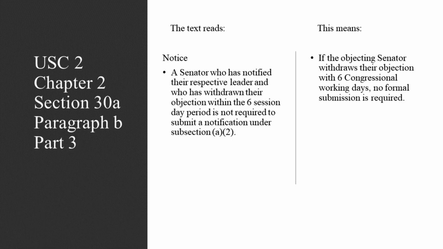Paragraph B. Line 3. The text reads: Notice. A senator who has notified their respective leader and who has withdrawn their objection within the 6 session day period is not required to submit a notification under subsection A.2. This means if the objecting senator withdraws their objection within 6 congressional working days, no formal submission is required.